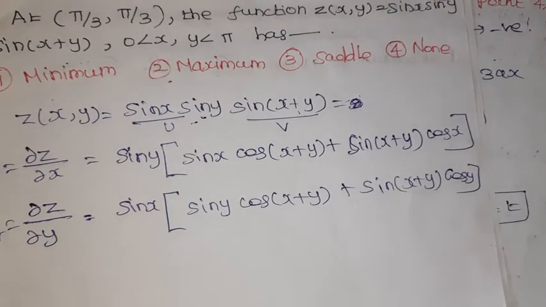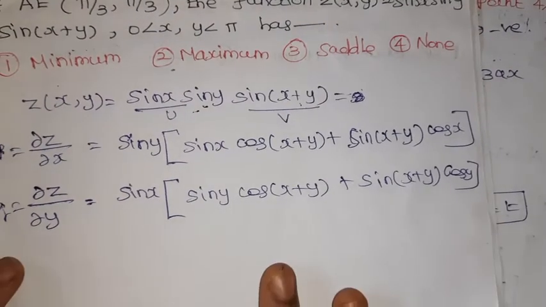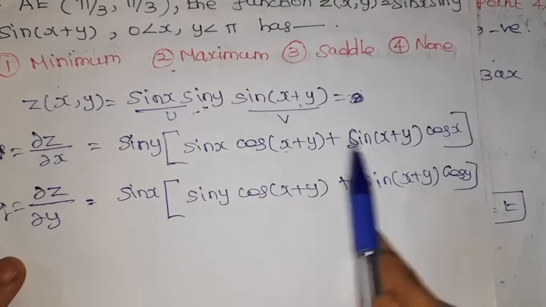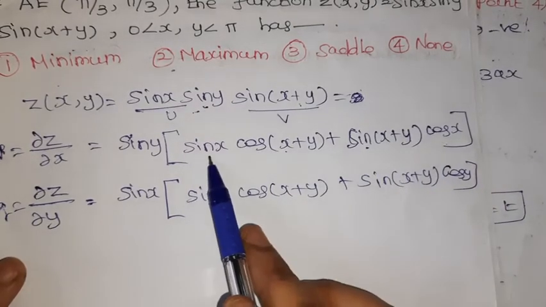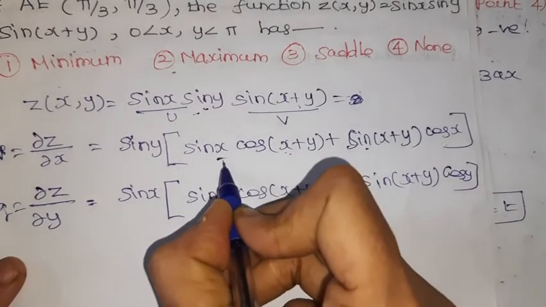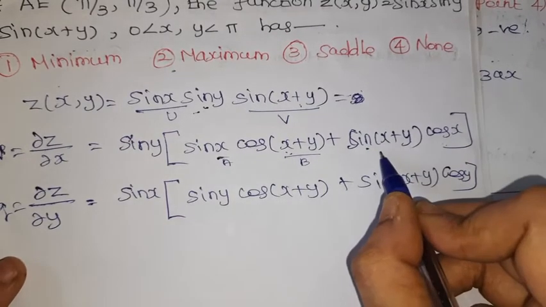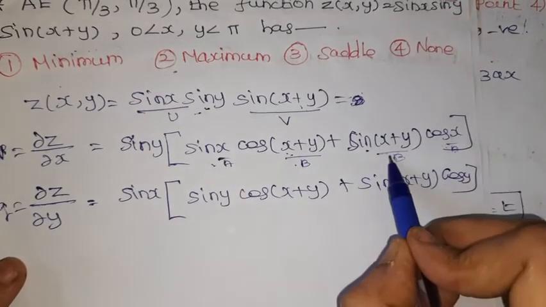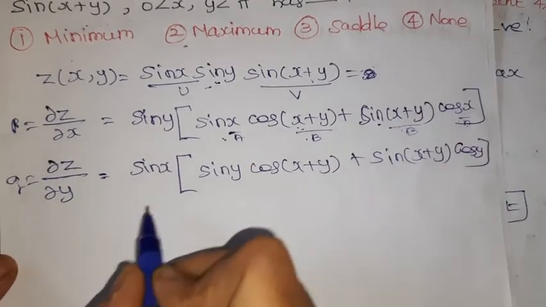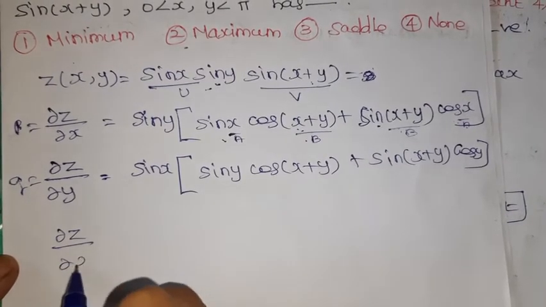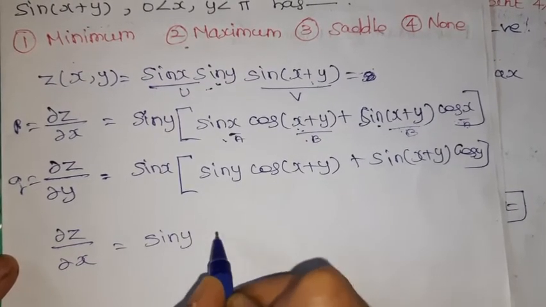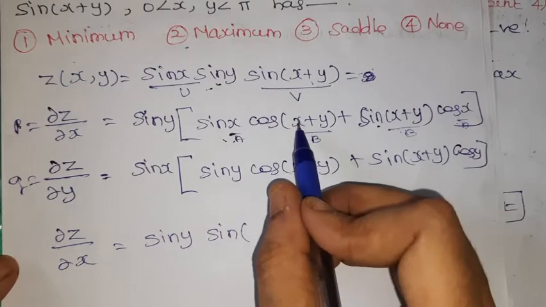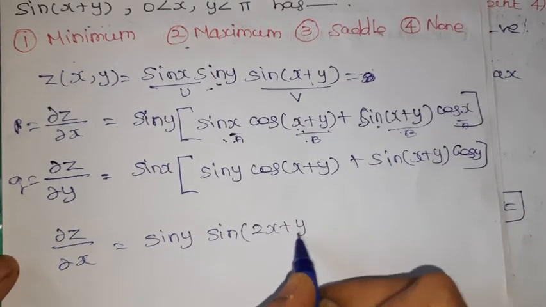Then what we need to do? By simplification, what can we do? Sin of x plus y: sin a cos b plus cos a sin b. This is a and this is b, then this is b and this is a. Sin a cos b plus cos a sin b, so sin of a plus b. So how can we simplify? Dou z by dou x equals sin y into sin of a plus b. What is a plus b? X plus y plus x plus y is nothing but 2x plus y.